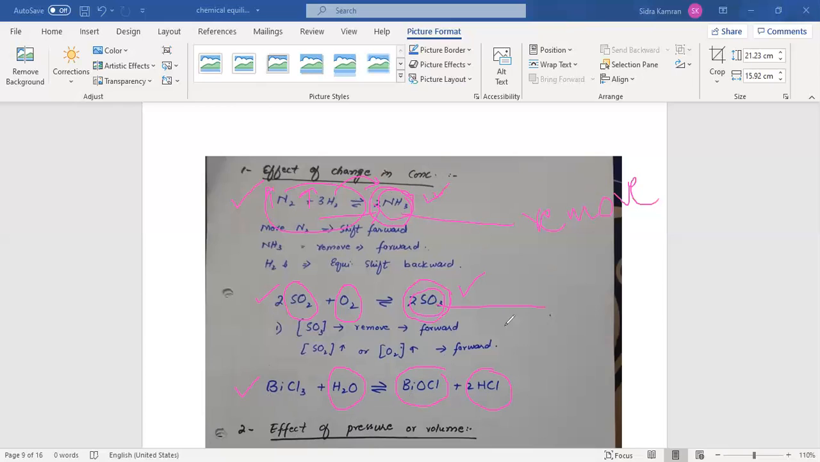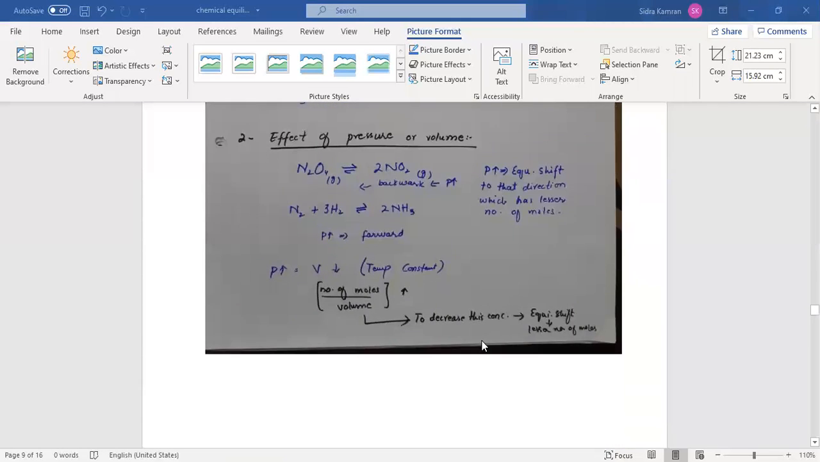Next is the effect of temperature, and the effect of pressure or volume on the state of equilibrium. Let's talk about this: the effect of pressure or volume on the equilibrium state.